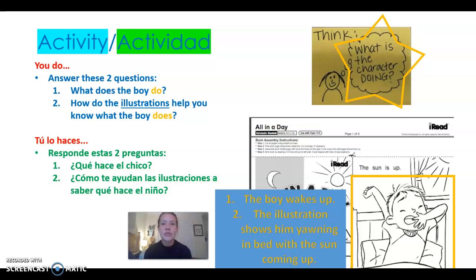And that's what you guys are going to do today. So you're going to read All in a Day all the way through, paying super close attention to your illustrations. And then you're going to ask yourself, what does the boy do? And how did the illustrations help me figure that out?